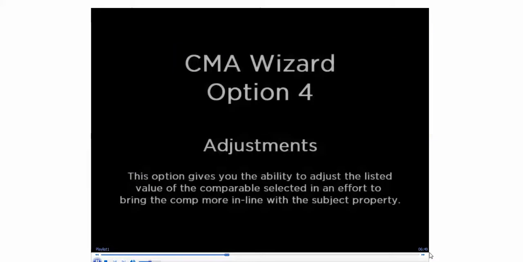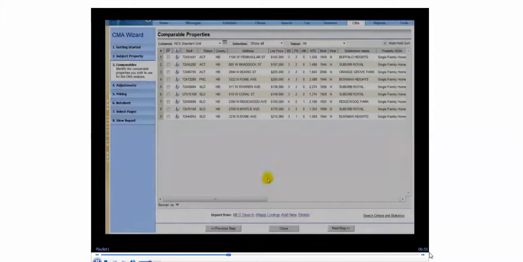CMA Wizard option number 4, adjustments. This option gives you the ability to adjust the listed value of the comparables selected in an effort to bring the comp more in line with the subject property.